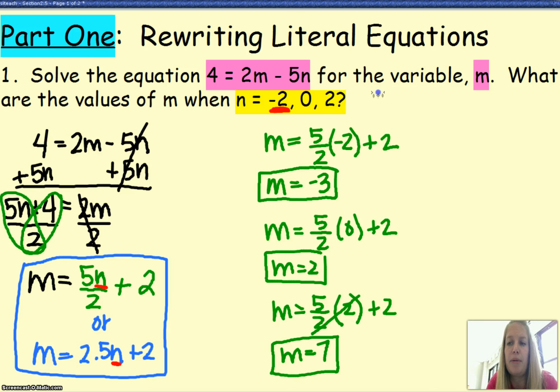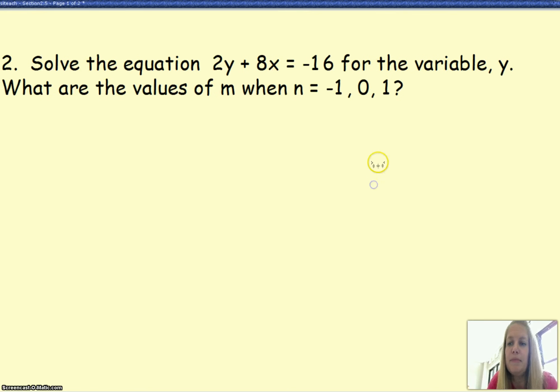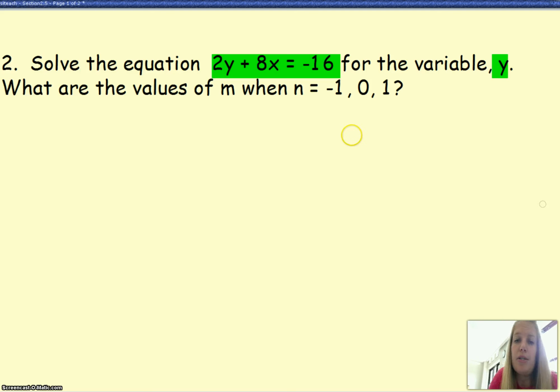Okay, let's try another one. Solve the equation 2y plus 8x equals negative 16 for the variable y. So we want y equals. All right, let's start out with that. 2y plus 8x equals negative 16. We need to get rid of the x first because we just want y alone. So we're going to subtract it over to the other side.